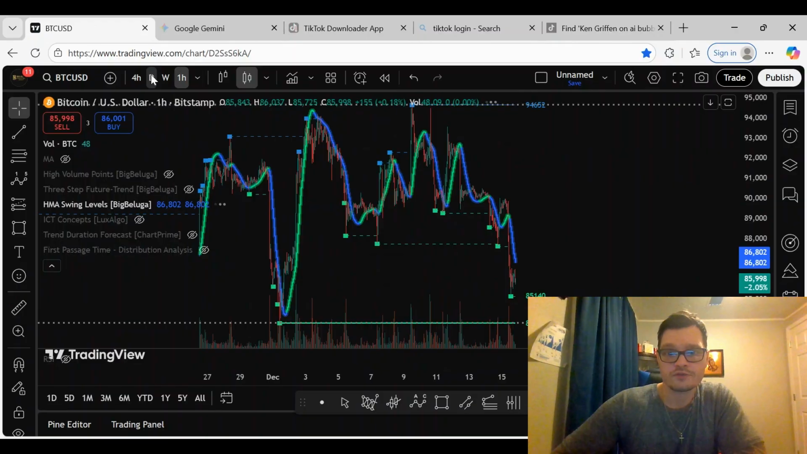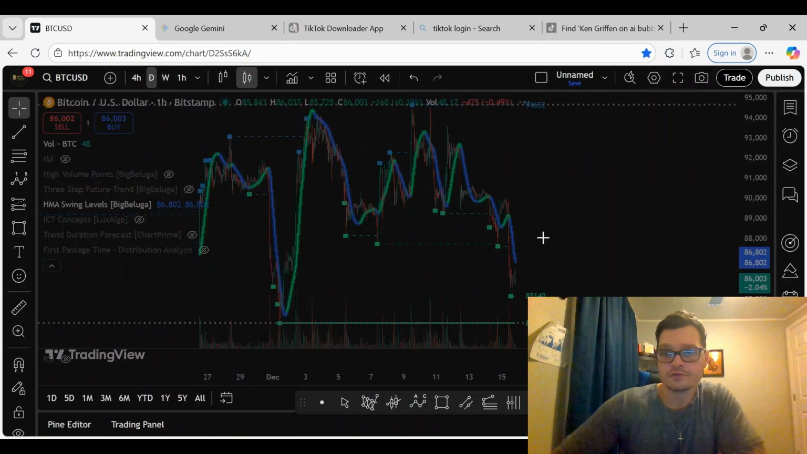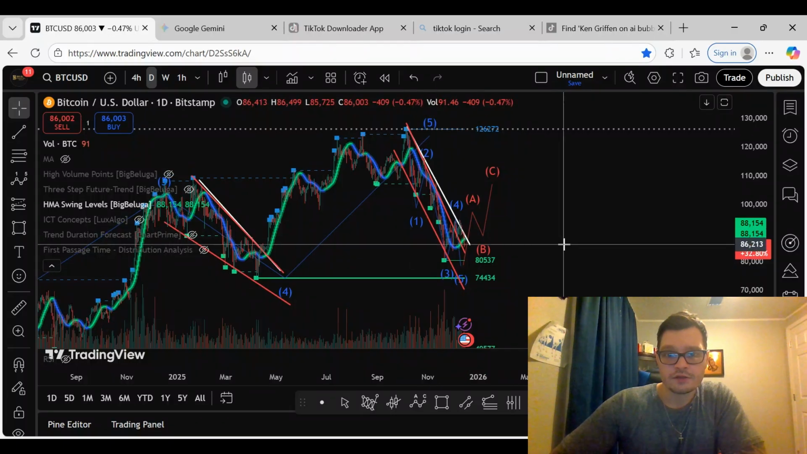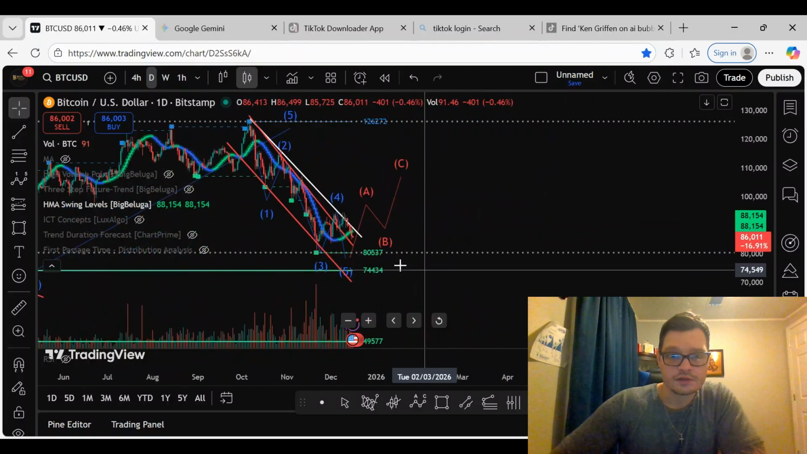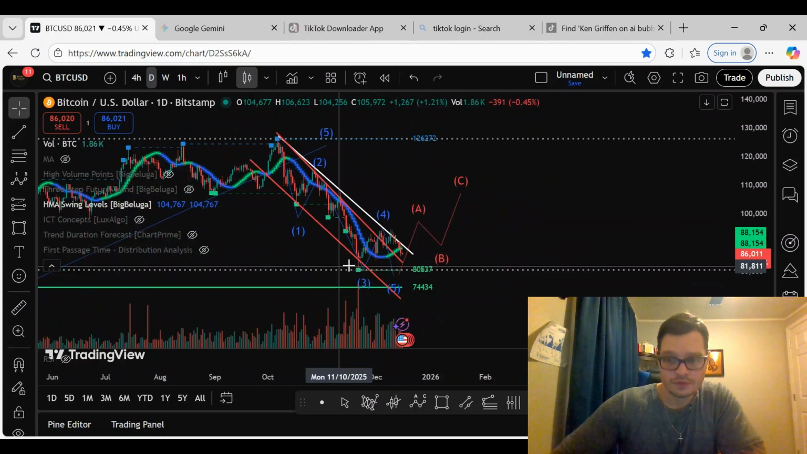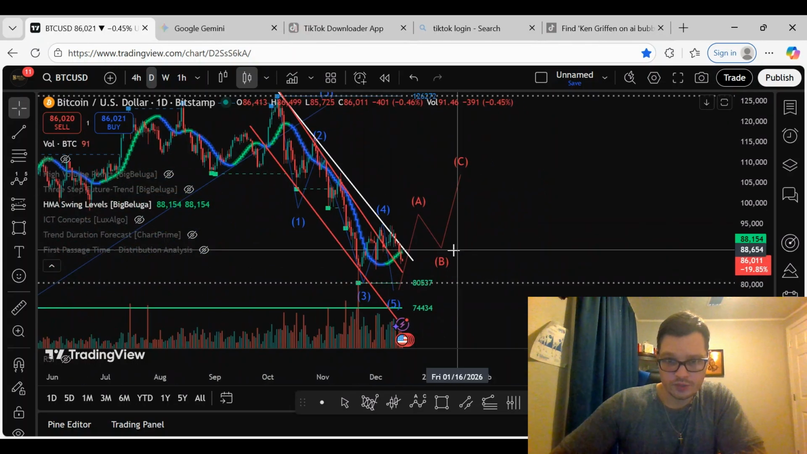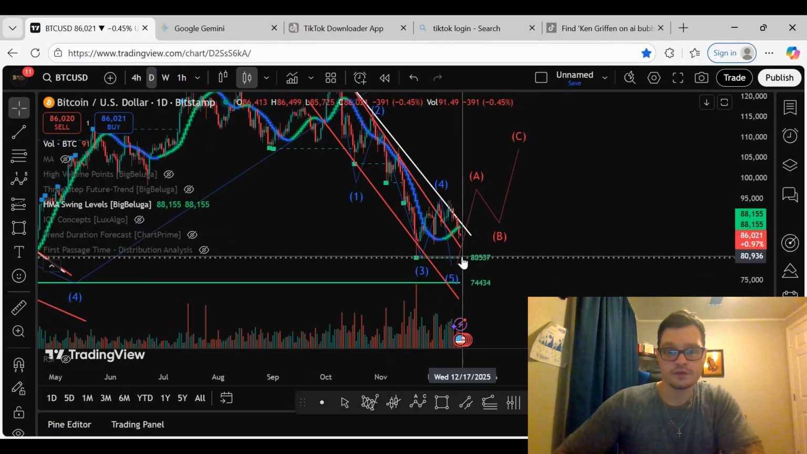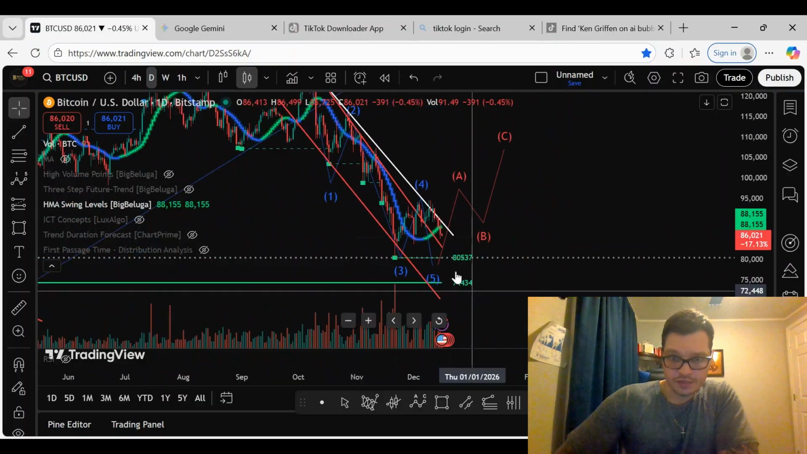And I had this drawn out. I don't know if I deleted the drawings or not. But yeah, this is the same thing I had drawn out here. We're in a 5. It looks like we have, and for the 5, we don't have to break this low. We did act like we was going to break out of this downtrend, and we came back down. But obviously, the same thing here.